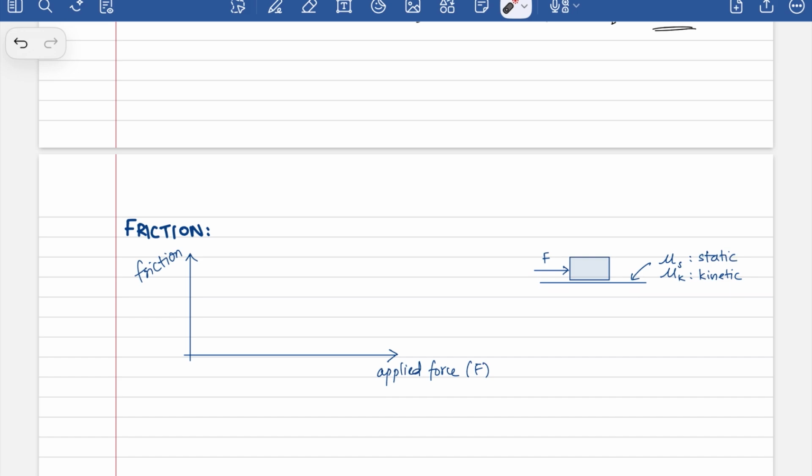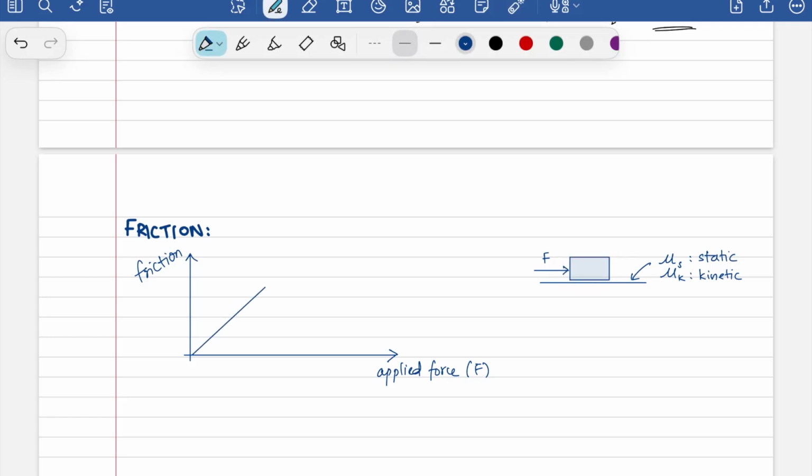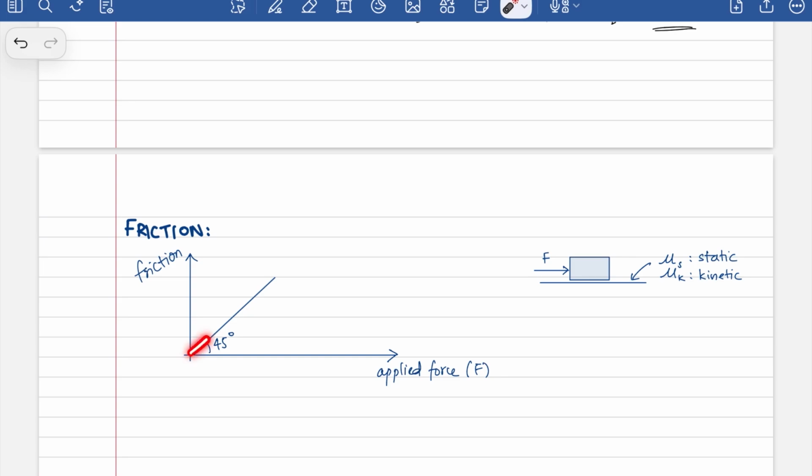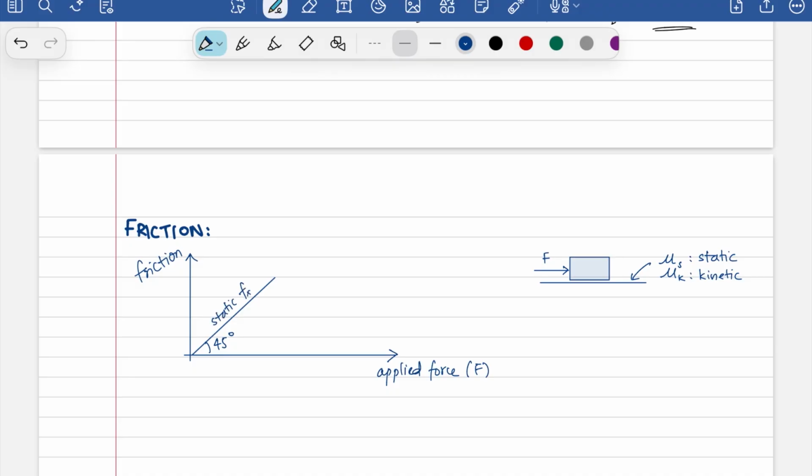So how would this graph look? In the beginning, your static friction is going to counteract your force F, and it's going to be equal and opposite. So it prevents that force from having any real effect. So there's going to be an angle of 45 degrees. This here is your static friction. I'm going to call it Fs.